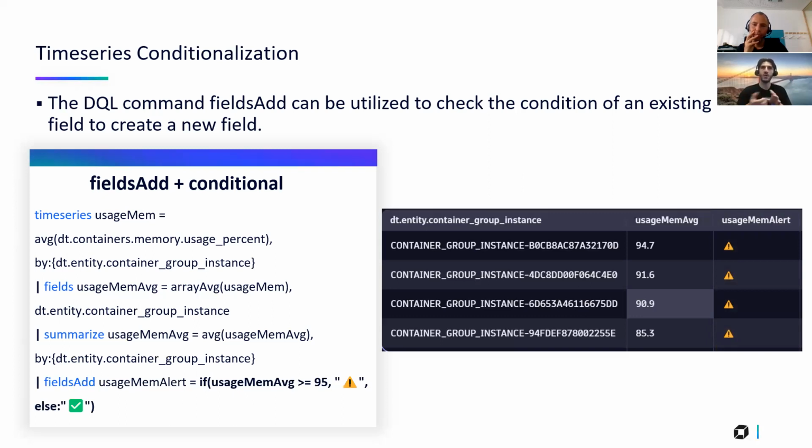It gives any user that's now looking at a dashboard or a notebook a very quick context as to what may be happening within their workloads. So this is a good example of using the fields add to add more context to the metrics that you've queried.